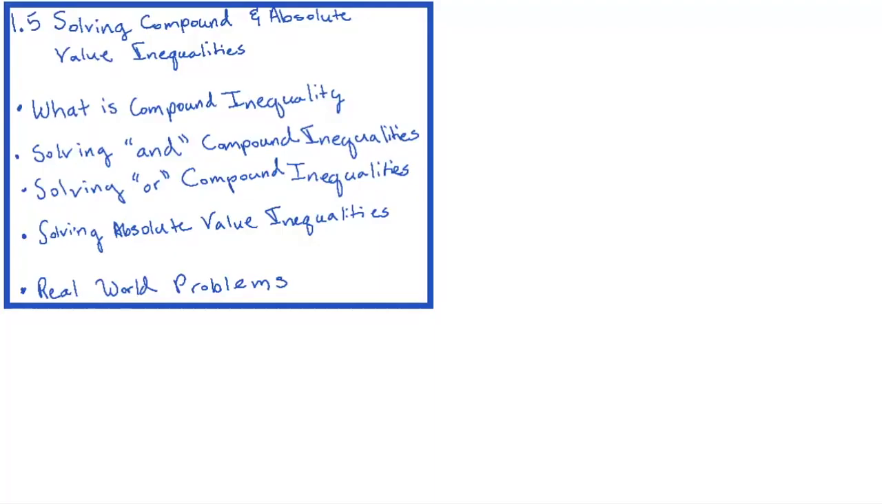All right. So today we're going to be talking about section 1.5, which is solving compound and absolute value inequalities. The first thing that we need to do is determine what a compound inequality is. We're going to talk about solving and compound inequalities, solving or compound inequalities, and of course, solving absolute value inequalities, and then a couple of real world problems with these.